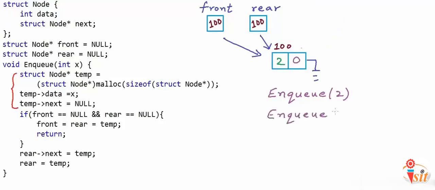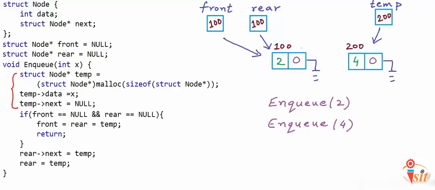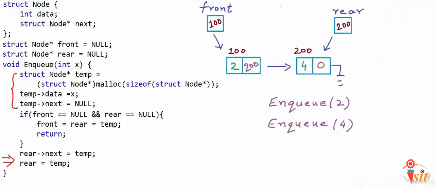Let's say we are making another call to the enqueue function at this stage, passing the number 4 as the argument. Once again a new node will be created. Let's say I got the new node at address 200. This time the queue is not empty, so in this function we will first go to this statement, rear.next equal temp. So we will set the next part of this node at address 100 as the address of the newly created node, which is 200. So we will build this link. And now we will store the address of the new rear node in the variable named rear. So this is how my queue will look after this second enqueue.